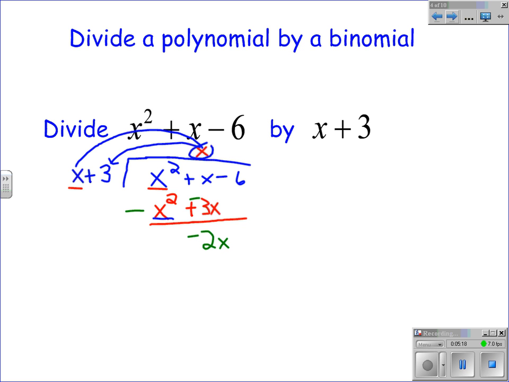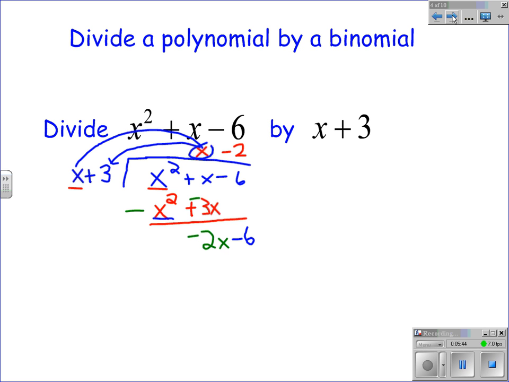Then I can subtract them, and I've dropped out my x squared terms. x minus 3x gives me negative 2x. Bring down your minus 6. Just like we do in long division, we'll bring down the next number, the next term. x times what gives you negative 2x? Negative 2. So up there on top, we're going to write minus 2.